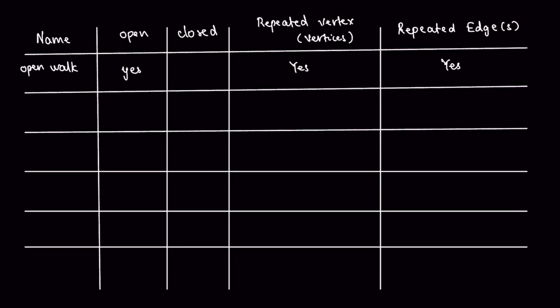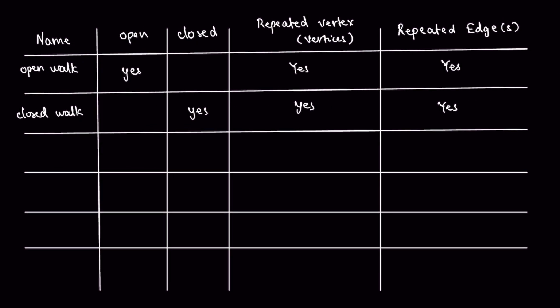Now for the second type, I have a closed walk, and this has to be closed. You can have repeated vertices and repeated edges. The third one is called a trail, and the trail has to be open, and you can have repeated vertices and no repeated edges. Now for a circuit, there's another name for this, it's called a closed trail. This has to be a closed graph. You can have repeated vertices, and there should be no repeated edges.